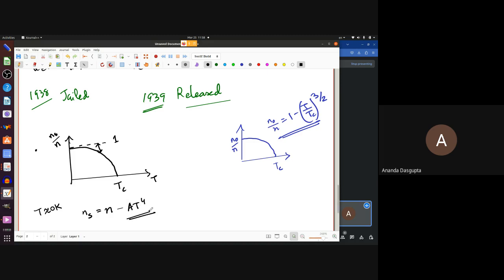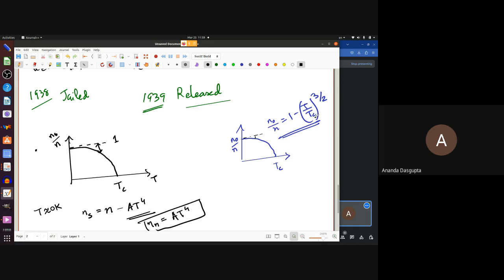This is the behavior that they saw. That is, the normal fluid part actually went like T to the 4. Experiments with oscillating disks inside superfluids, inside helium 1, helium 2, showed that the normal part close to zero temperature went like the fourth power of temperature, which does not match what this shows.